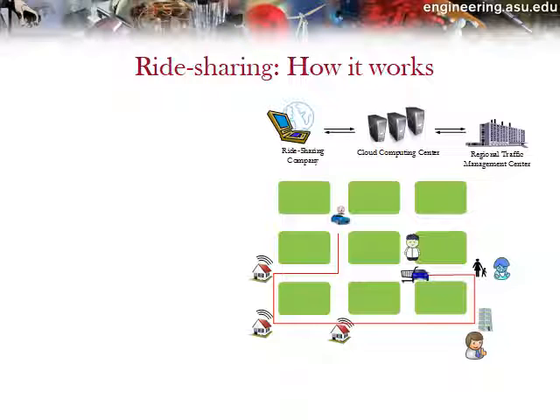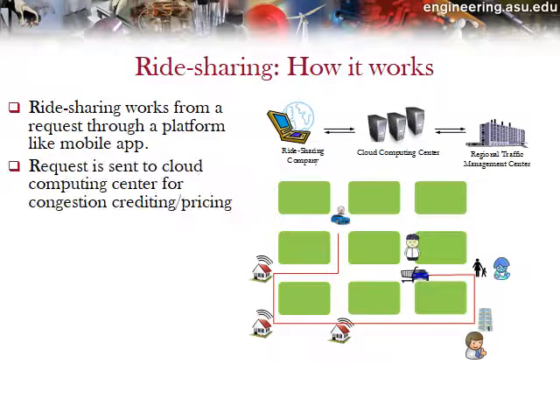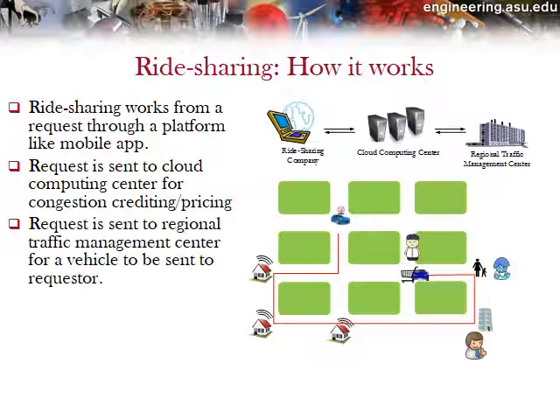Someone usually requests a service through a platform, like a mobile app. Then the request is sent to a cloud computing center for pricing and congestion credit. Then the request is sent to a regional traffic management center for a vehicle to be sent to the requester. And the vehicle arrives for pickup and delivers the passenger.